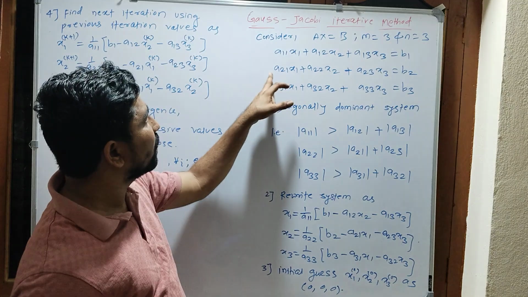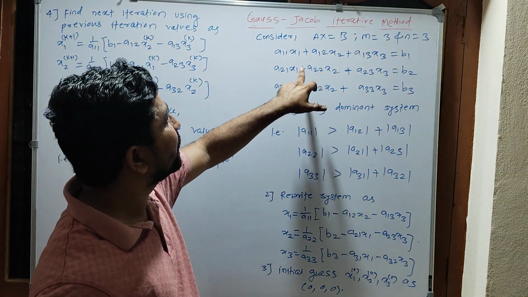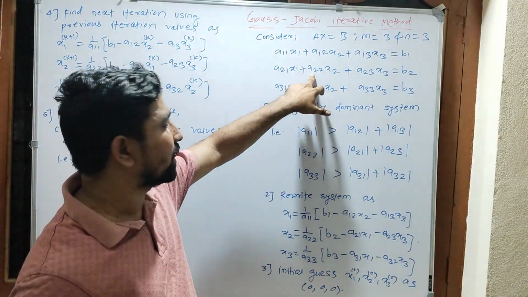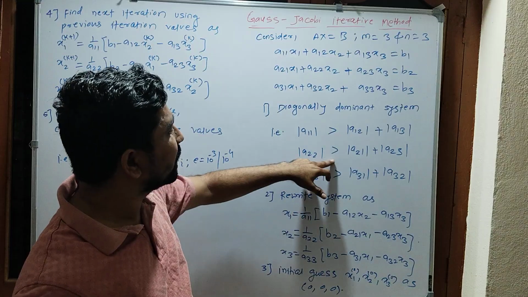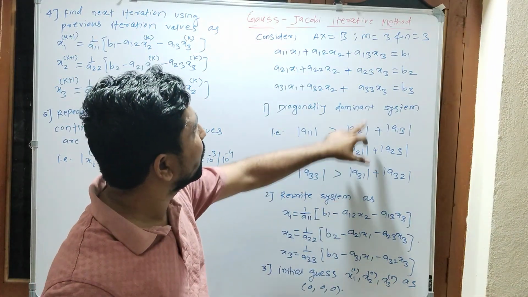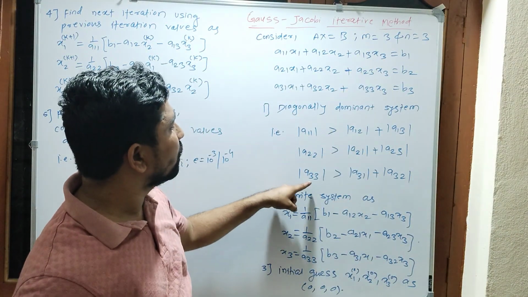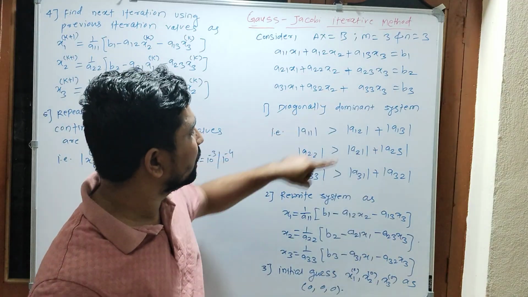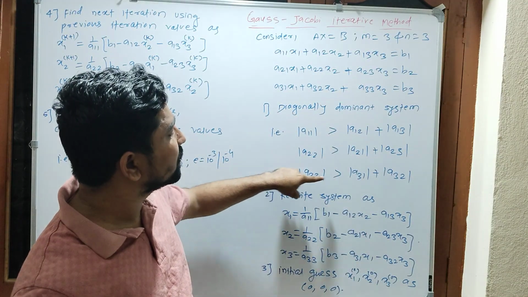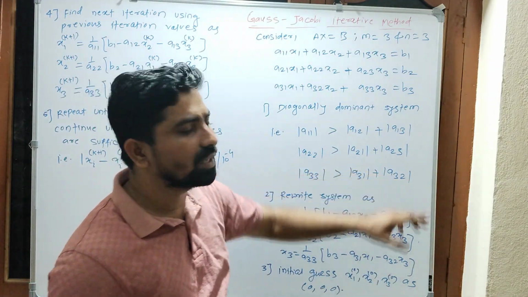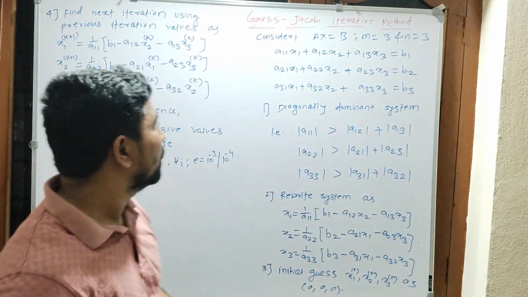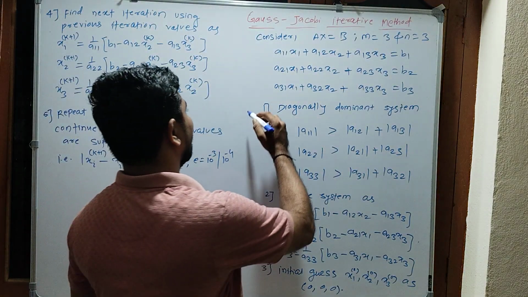That is, the absolute value of a11 should be strictly greater than the absolute value of a12 plus a13. In the same way, now come to this equation. This is the diagonal entry of the second row in my coefficient matrix: the absolute value of a22 should be strictly greater than that of a21 plus a23. Now come to the third row: the absolute value of a33 should be strictly greater than that of a31 plus a32. Now this is my first step.